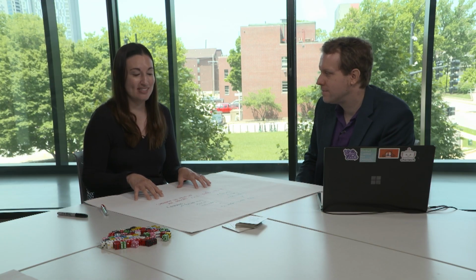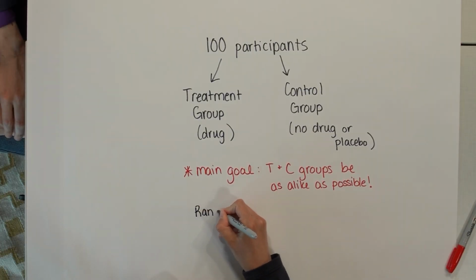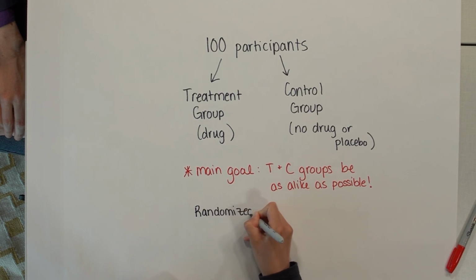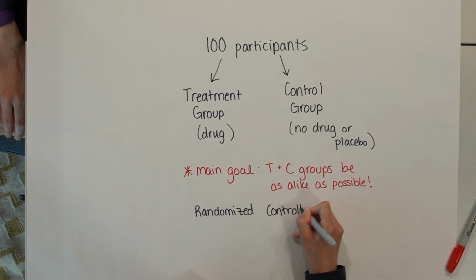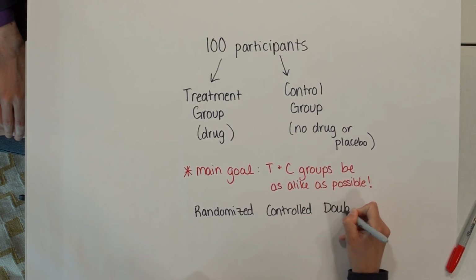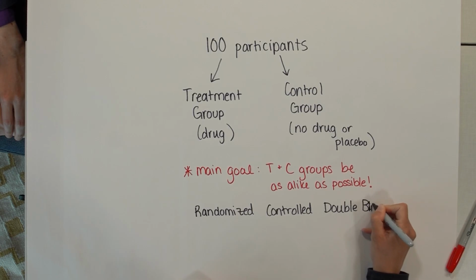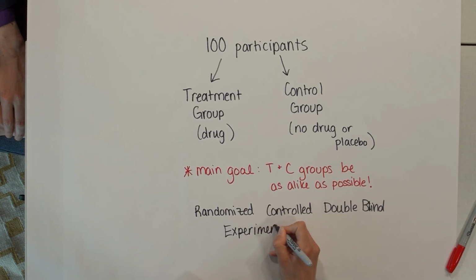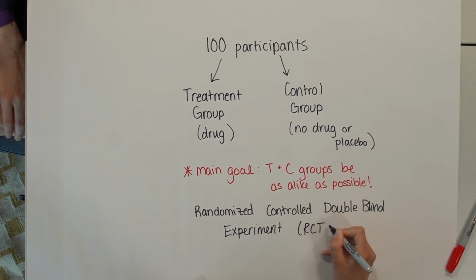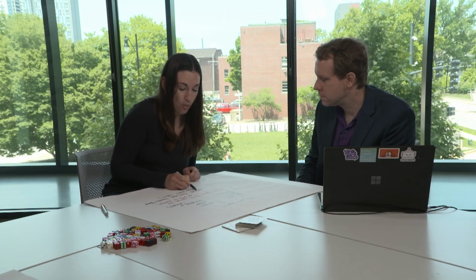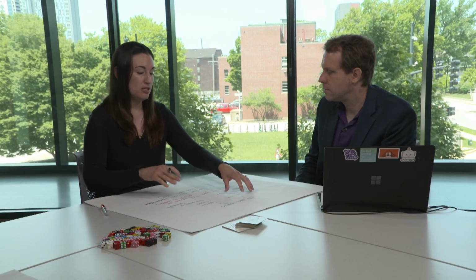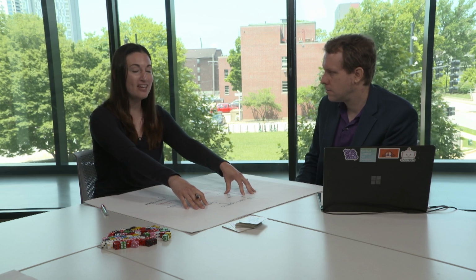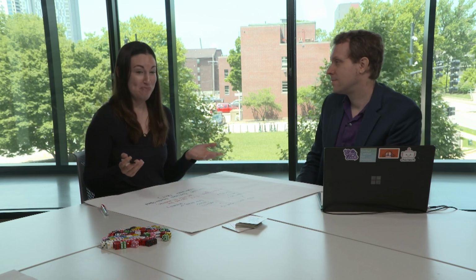So the best way to design an experiment, the gold standard, is something called a randomized, controlled, double-blind experiment. And sometimes you'll see these called randomized controlled trials or RCTs. There's a lot of ways to kind of say this, but the key idea is that the experiment has three things. One is that it's randomized. So basically what that means is that the people are divided into the treatment and control group randomly. And back in the day, they used to do this by literally flipping a coin.